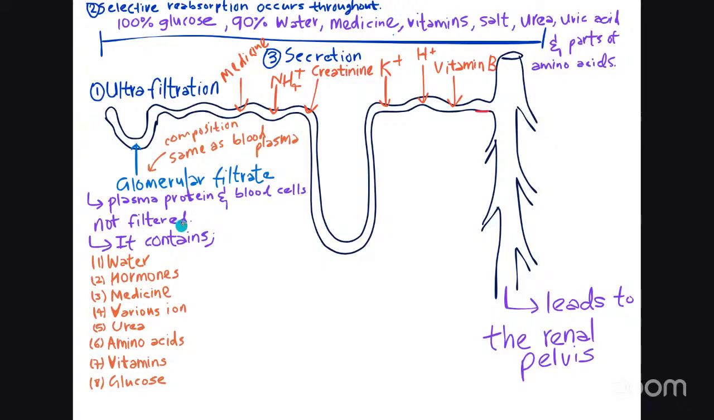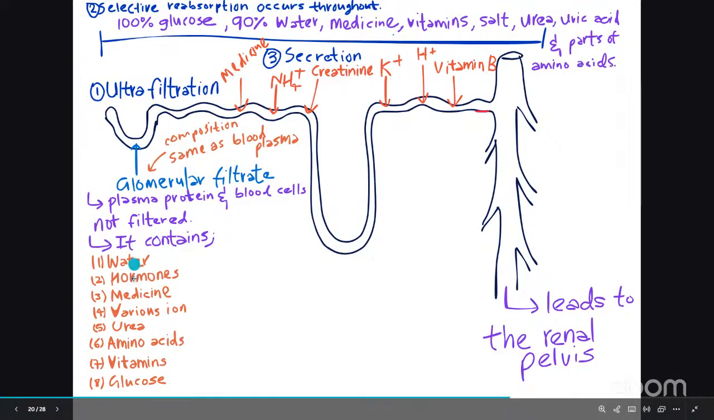So these kinds of items are not filtered. Not filtered in the sense they are not coming into the glomerular filtrate. So obviously blood cells are not going to be there, because if the blood cells are also filtered, your urine is going to be red in color. You're going to pee blood. Okay, and then plasma proteins are also not filtered. So it's going to have water, hormones, medicine, all these items. Okay, which is similar in composition to blood plasma.